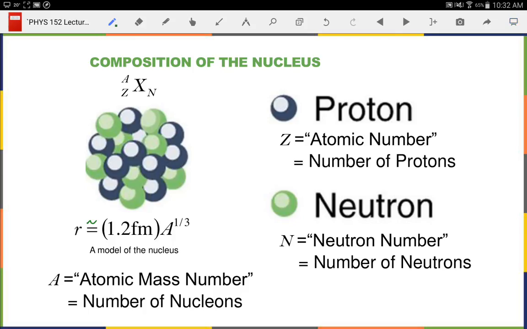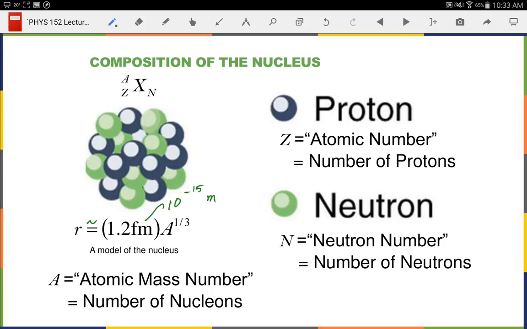What does fm mean? Femtometers, or a fermi, named after Enrico Fermi. You can use either name. In each case, it means 10 to the minus 15 meters. I've defined here on this page that we have three numbers that we use to define the nucleus. One of them is redundant.